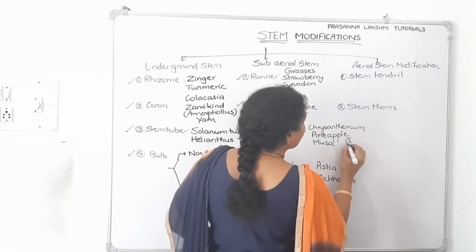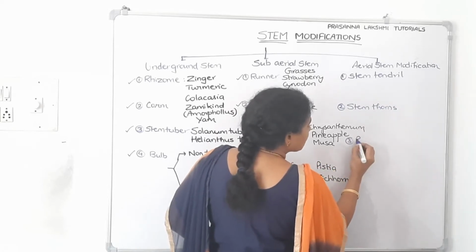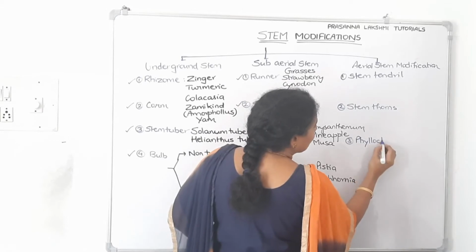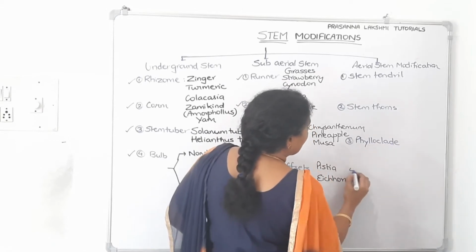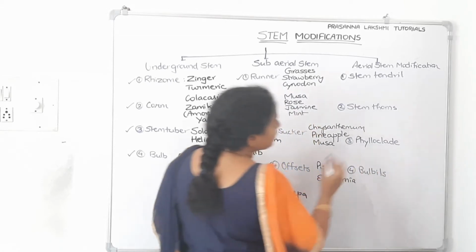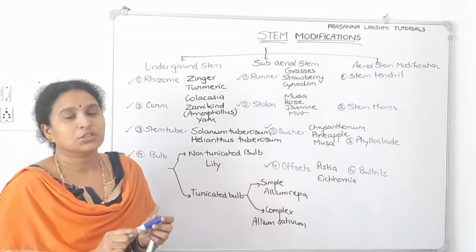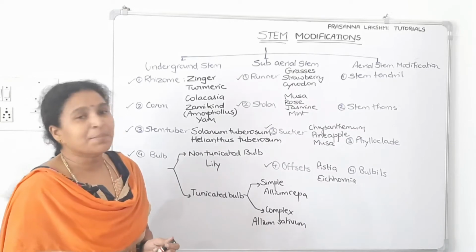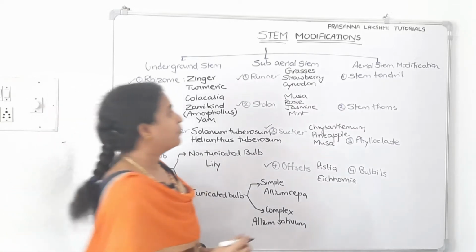And the third one will be stem doing photosynthesis. It is called phylloclade. And the fourth one will be bulbils. These are 4 aerial stem modifications. Now, examples for stem tendrils: all the gourds and the grapevine grapes.